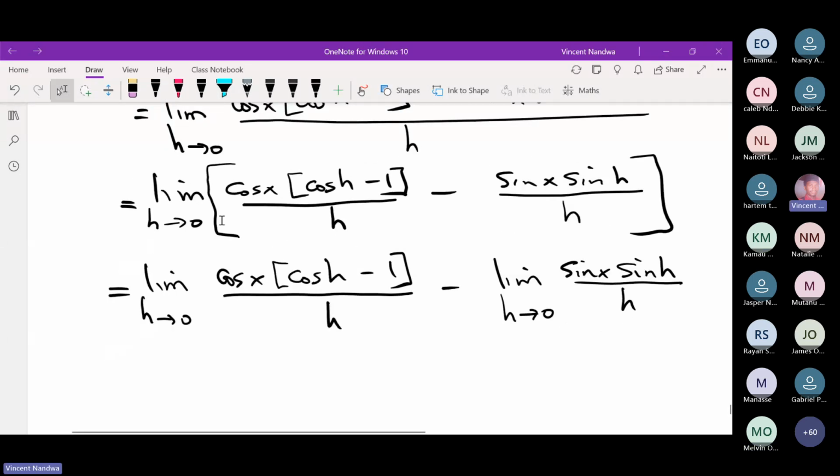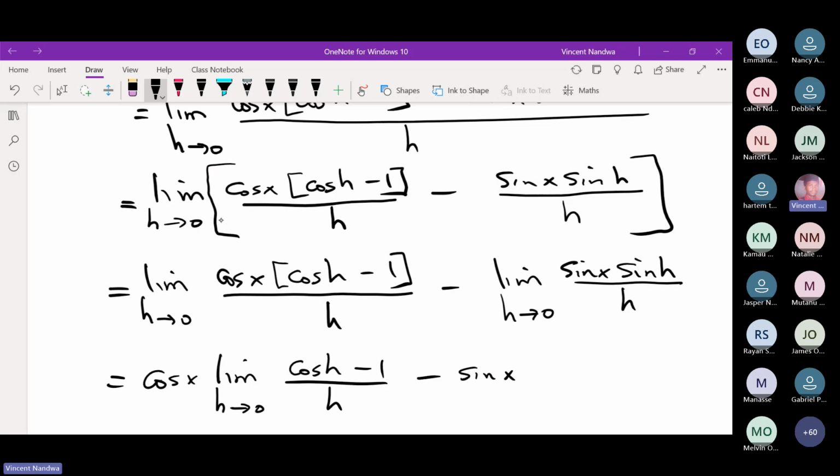So what will be the next step from there? Constant multiple rule. Yeah, so factor out cosine x here and then sin x here because the limits are functions of h. So the constants, which are functions of x, are not affected. So factor out cos x, limit as h approaches 0 of cos h minus 1 over h, minus sin x, limit as h approaches 0 of sin h over h.